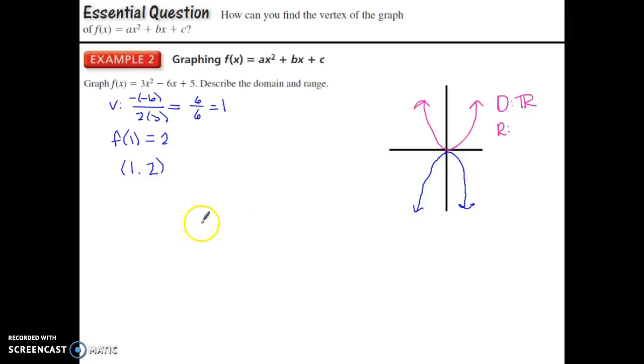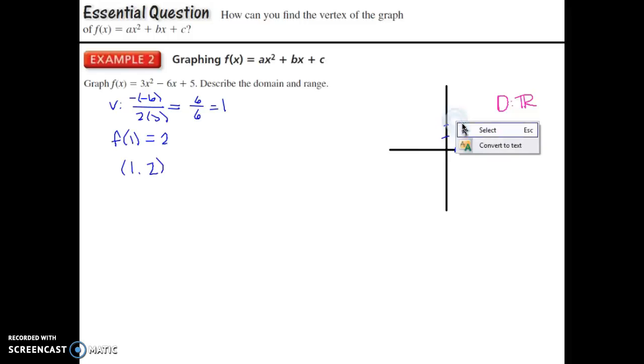Since my vertex is 1, 2, that means my graph might look something like this. I'm going to go ahead and draw it over here for you. My vertex is at the point where x is 1 and y is 2, so up 2. And we just need to decide, does my graph face up or down? And that will tell us, should our y values be greater than that point or less than that point? We're looking at your leading coefficient. My leading coefficient is a +3.